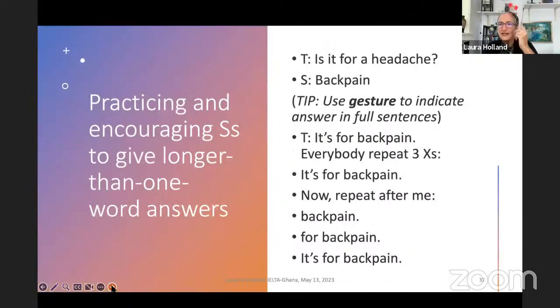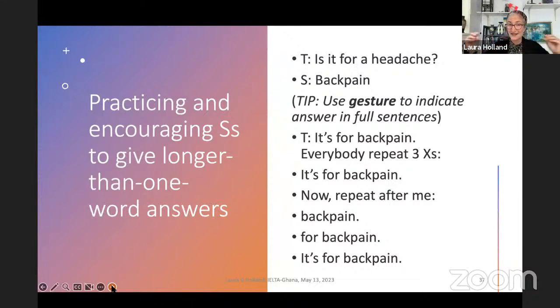Another example was a unit on health, and we can use it to help practice encouraging students to give longer answers than just one word, right? So a teacher said, is it for a headache? And the student answered, back pain. Okay, so then I would say, this is what we talked about in our feedback session.